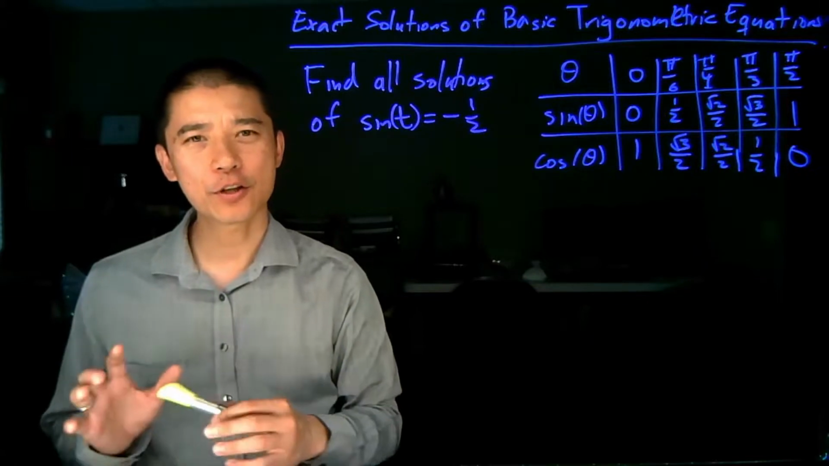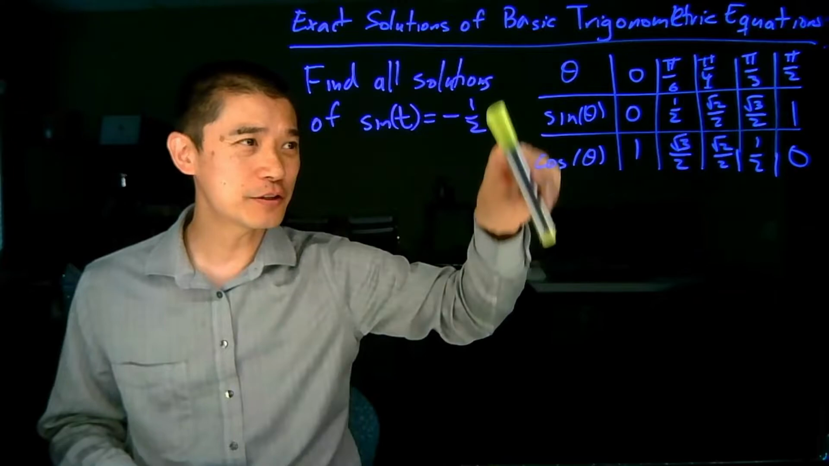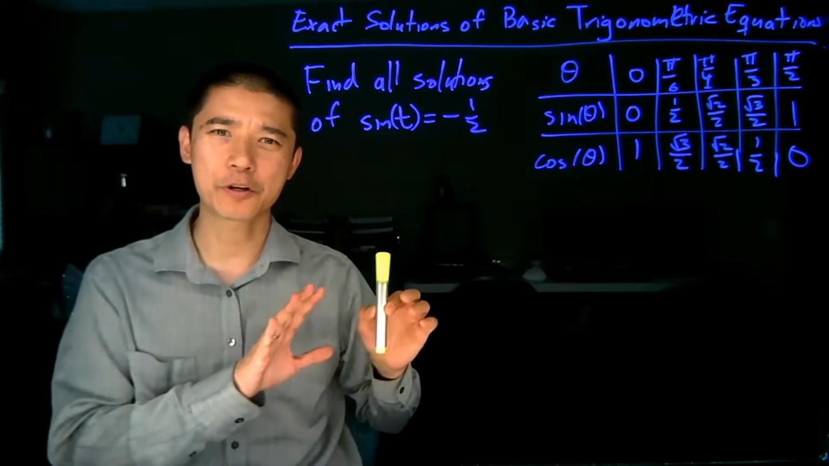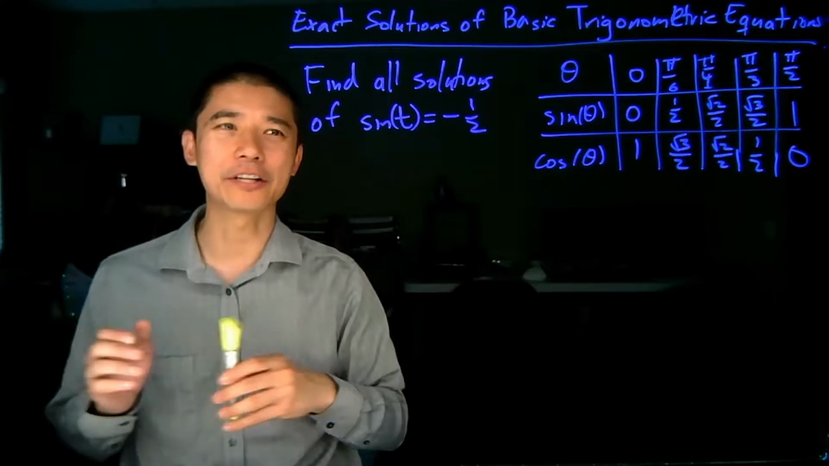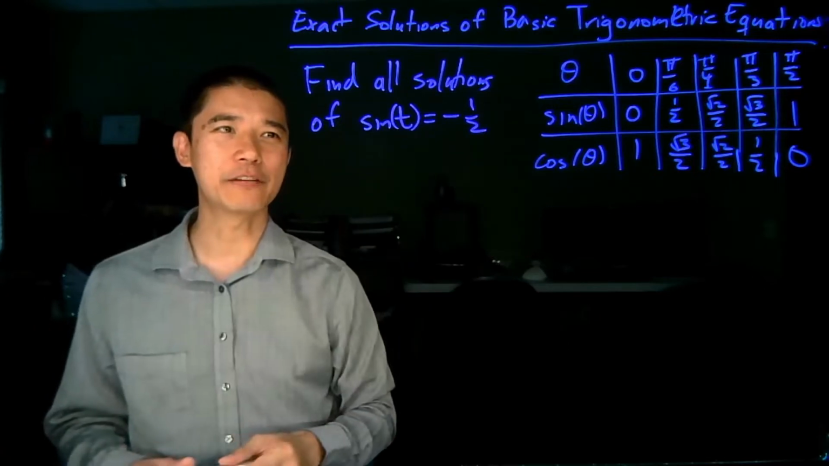We are interested in solving trigonometric equations. To begin with, we're going to solve equations whose values are on this unit circle chart here. That will help us conceptualize what's going on before we start working with unfamiliar values that we get from calculators. So here's the problem. Find all solutions of sine of t equals -1/2.